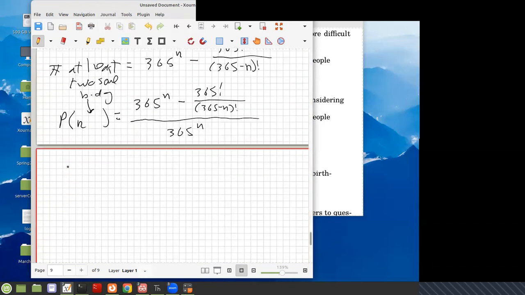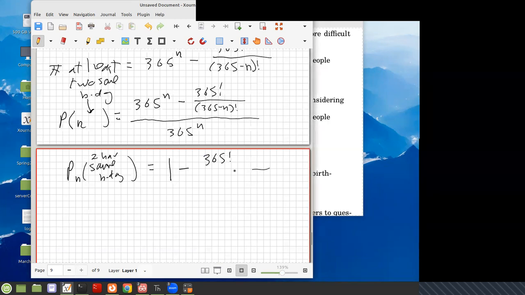Well, so the probability that, among n people, at least two have the same birthday is going to equal 1 minus... the 365 to the n cancels. We can put it in the denominator. It's going to be 365 factorial divided by (365 minus n) factorial times 365 to the n. So that's the answer as a formula.